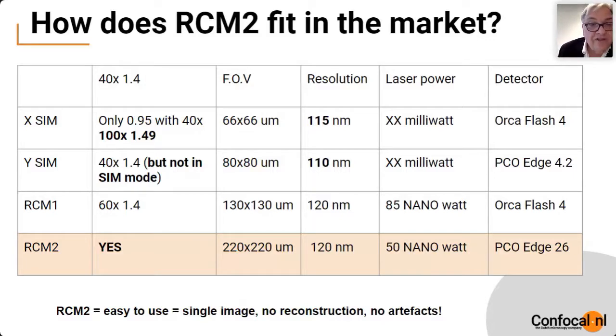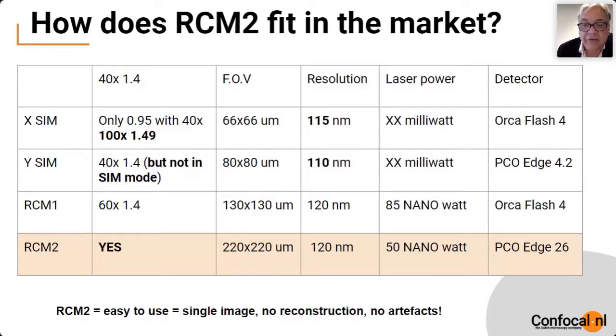Now RCM2. Yes, we can use 40x 1.4, which gives us a really big field of view, 220 by 220 at 120 nanometer resolution. And because the 40x 1.4 combination is so bright, we can reduce the laser power even further. Now we have data sets acquired at 15 nanowatt, and, as I said before, a huge field of view.